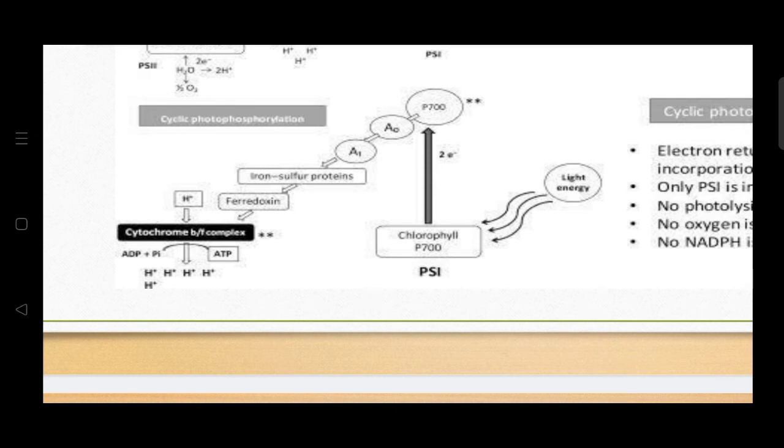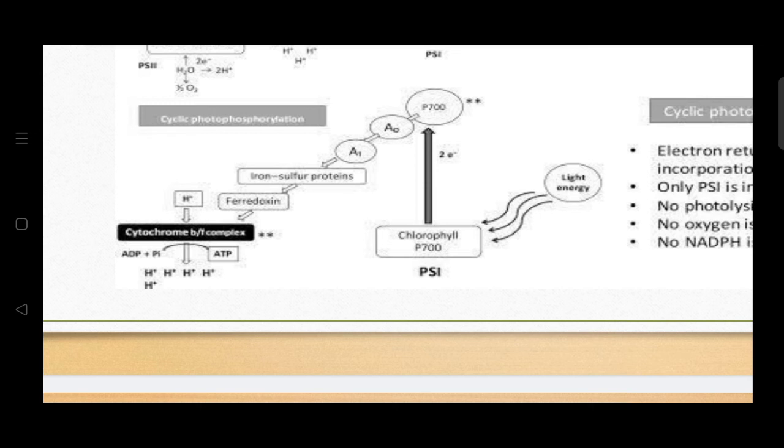Due to the non-availability of NADP plus, electrons from ferredoxin fall back to the molecules of PS1 through the electron carriers, that is cytochrome B6, cytochrome F and plastocyanin. These electron carriers facilitate the downhill transport of electrons from FRS to PS1. During this transport of electrons, two photophosphorylations take place, one between ferredoxin and cytochrome B6 and the other between cytochrome B6 and cytochrome F. Thus, two ATP molecules are produced in this cycle.